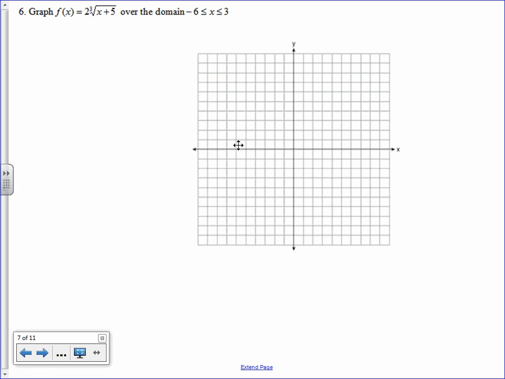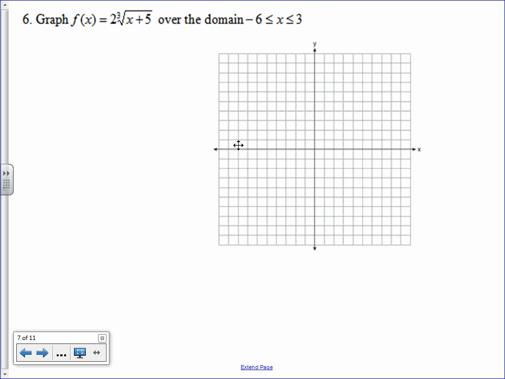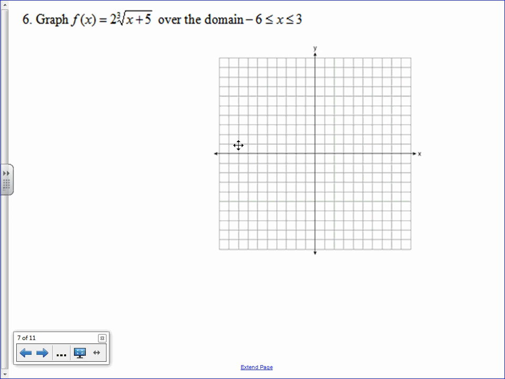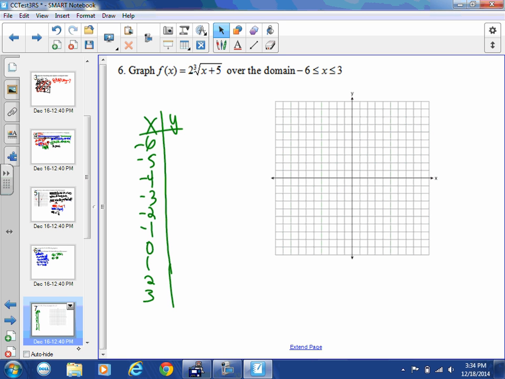Graph anything, just plot it, just type it into the calculator. If it gives you a domain or interval, that's telling us that our table should be between negative 6 and 3. If it did not give us a domain, then we would just go from negative 10 to 10. So I'm going to go to my calculator and I'm going to type that in. My calculator is a little bit different than your calculator, but hopefully you know how to type it in.